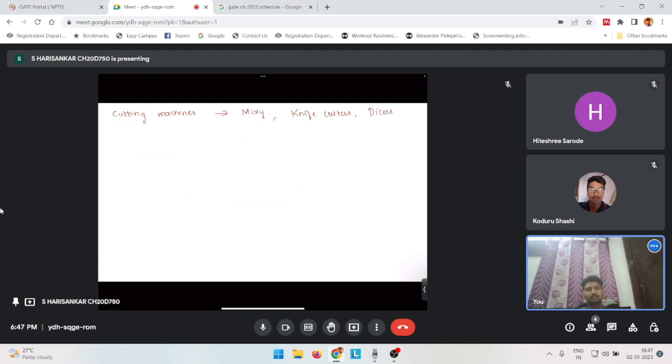Then the final type of size reducing equipment will be ultra fine grinders. So these kinds of ultra fine grinders will give you products in the range of 1 to 20 micrometers or microns. So this will be the output product range that you will be getting from ultra fine grinders. Some examples of ultra fine grinders will be fluid energized mill, and then agitated mill.